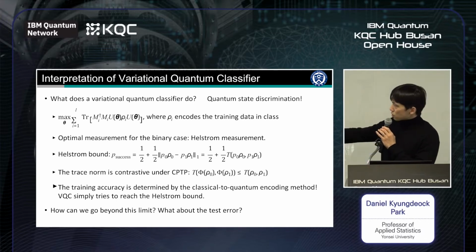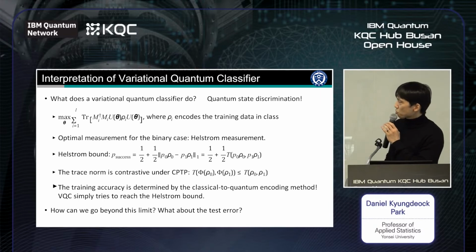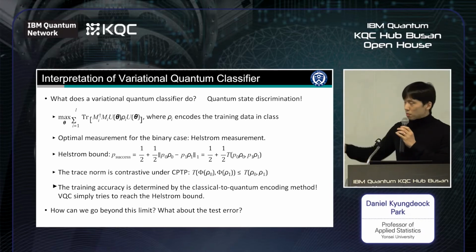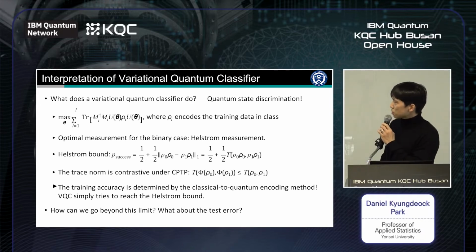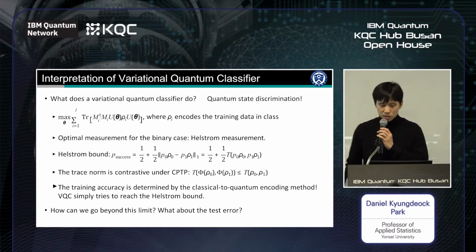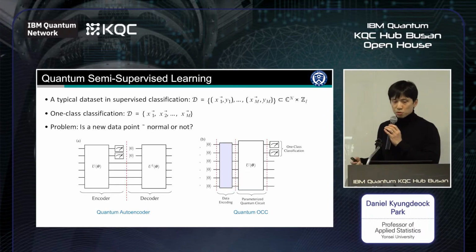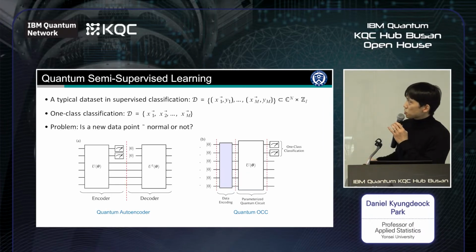So we thought, okay, one way to go beyond this limit is to train a map that's specific to the data set, because here all the variational quantum circuits train the same map for all the data sets. So we thought maybe we can train a map that's specific to the training data set. Then perhaps we can avoid this bound, and that actually corresponds to one-class classification.